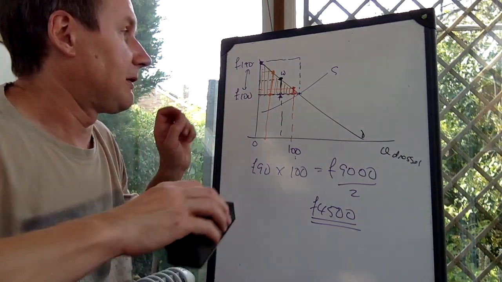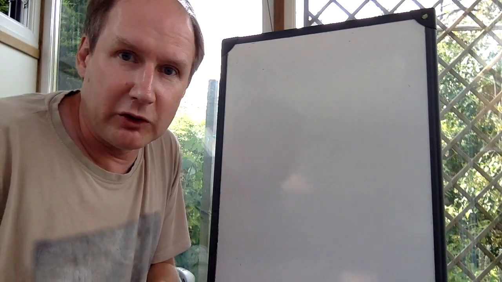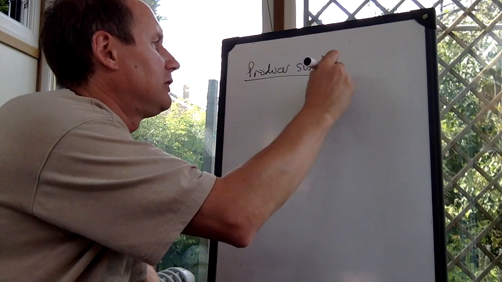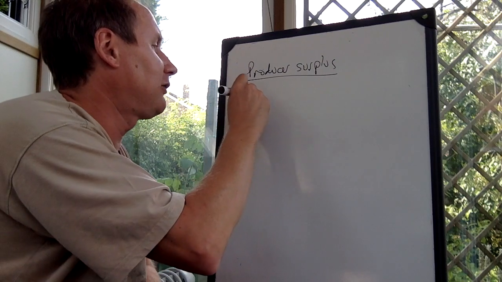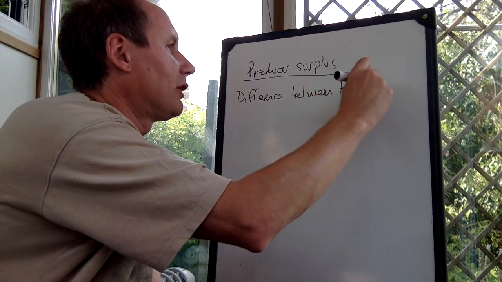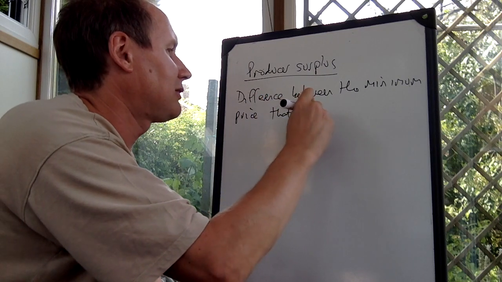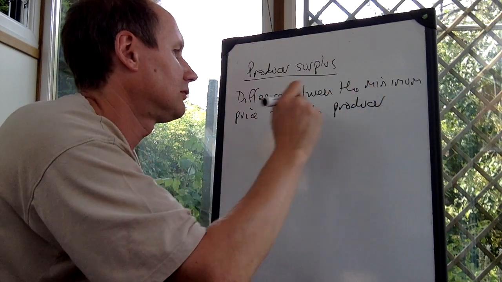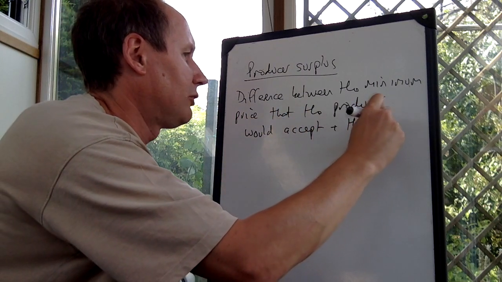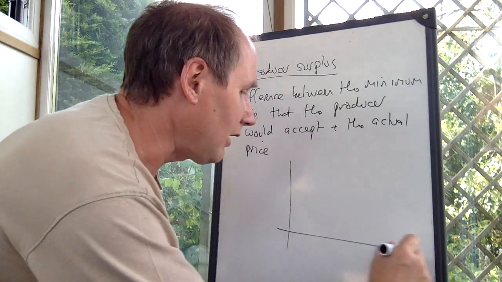We can do the same for producers. So a producer will only be willing to sell if they can make more for it than it costs. So the same concept applies to producers. And for producer surplus, therefore, it's the difference between the minimum price that the producer would accept and the actual price. So it's the same idea, but it's just for the producer instead of for the consumer. And we do the same thing, yeah?